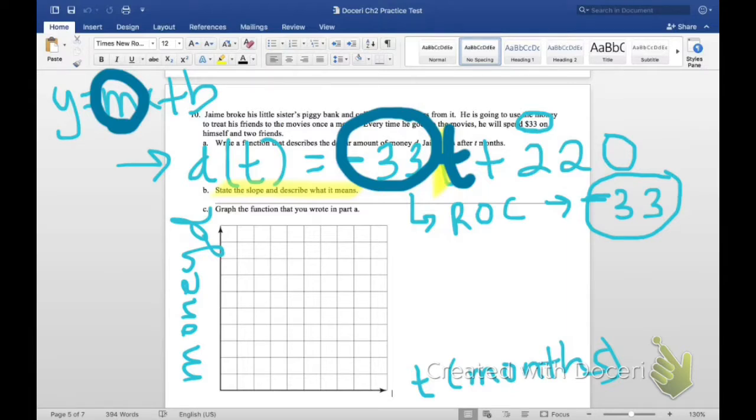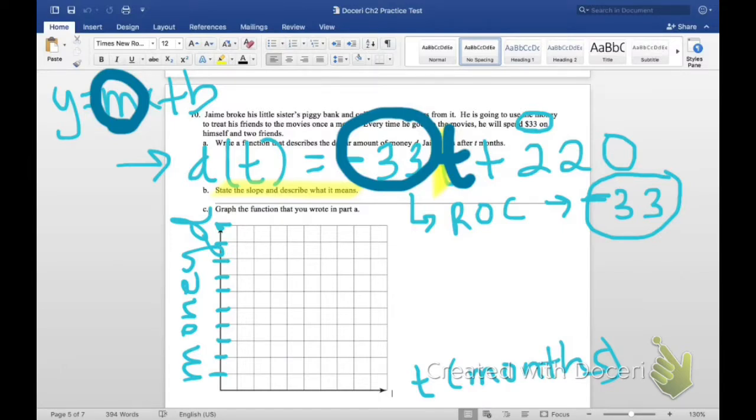Graph the function. I'm running out of space here, but I will try my best. The best way to do this, I did it earlier, is just to go by 25s. So if you go by 25s, it should all fit. Remember, you start with your y-intercept. In this case, we're starting with 220. So if I go by 25s, I reach 225.